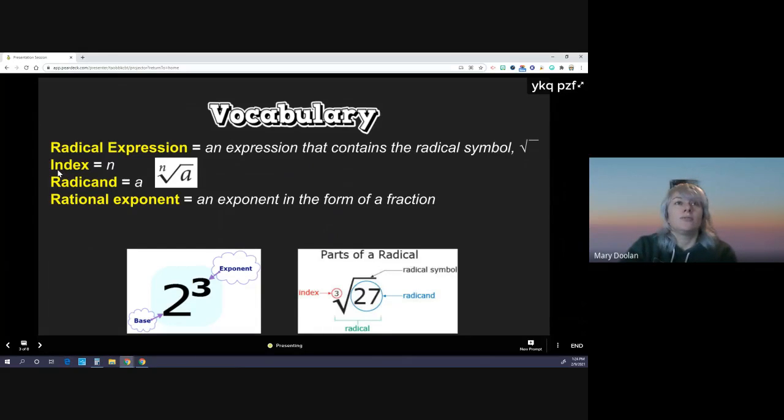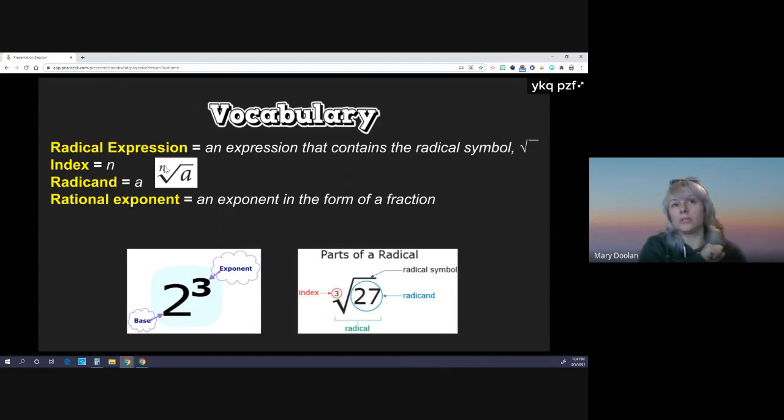And then if we look at the words index and radicand, those are the pieces of a radical symbol. The radicand is the number underneath the symbol, and the index is the tiny number outside of the symbol that tells you how many copies you need of a factor to pull that factor out of the radical symbol.